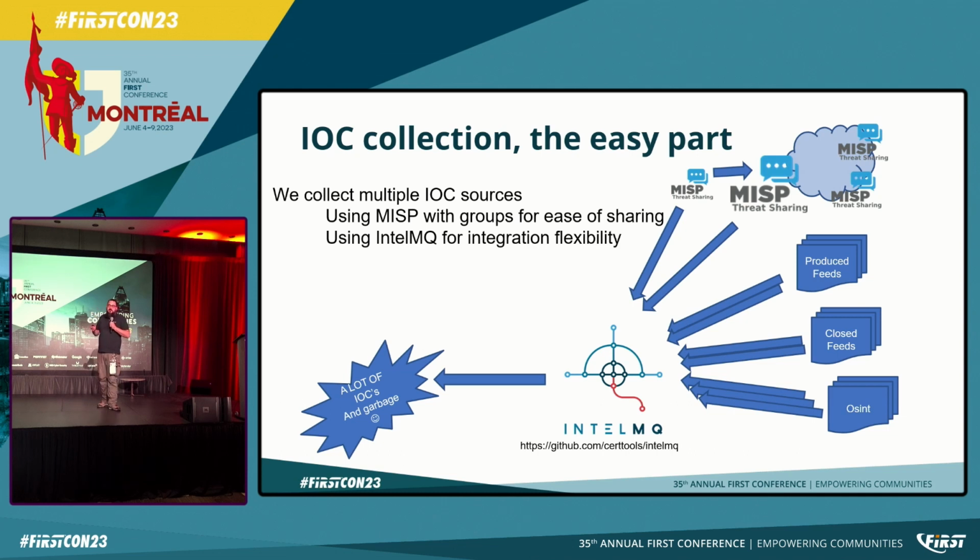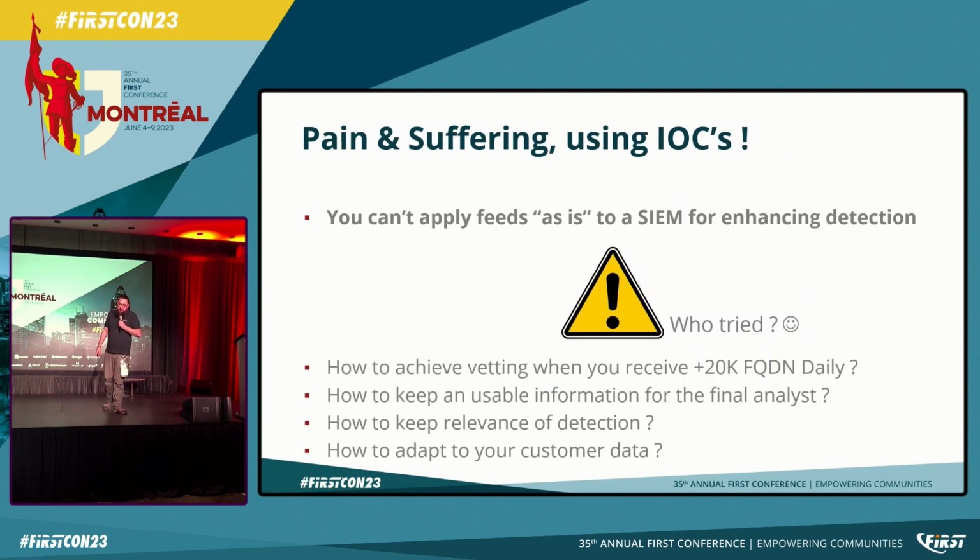You may collect a lot of feeds, but then you have a lot of IOCs and also a lot of garbage. So everybody has always tried, as seen before. You have problems. How to achieve vetting of an IOC when you receive more than 20K of FQDNs daily, for example? How to keep this information relevant and useful? That's quite complicated.